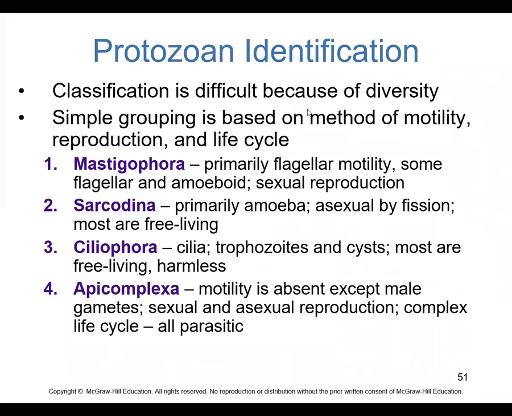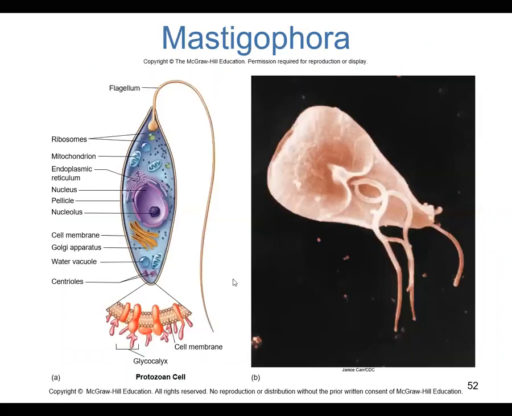Classification is difficult because there are so many of these things. Here we're kind of grouping them on their motility or their reproduction. Mastigophora, again, flagella, sexual reproduction. Sarcodina, primarily the amoeba type movement, asexual. Ciliophora, these are the ones with cilia. These are the ones that go through the trophozoite and cyst stage, most of them. And then Apicomplexa, and these are all parasitic here. Okay, so just a few things on them.